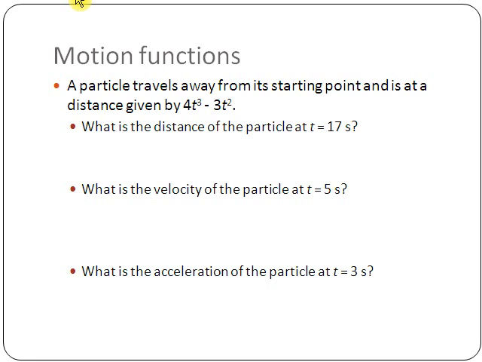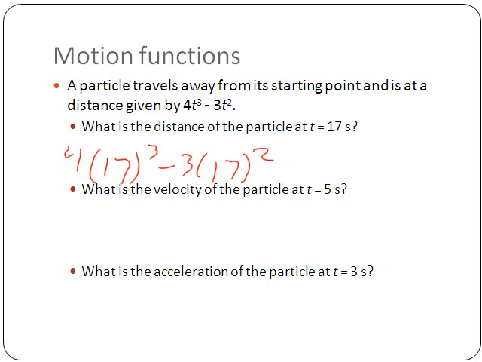A particle travels away from its starting point at a distance given by 4t cubed minus 3t squared. And so the first question is, what's the distance of the particle at t equals 17 seconds? Well, this is pretty straightforward here. If you ask just what the distance is, we don't have to do any differentiation or integration. We just have to plug it in. So I've got right here that we have 4 times t cubed, and t is 17, so 17 cubed, minus 3 times t, 17 seconds squared.